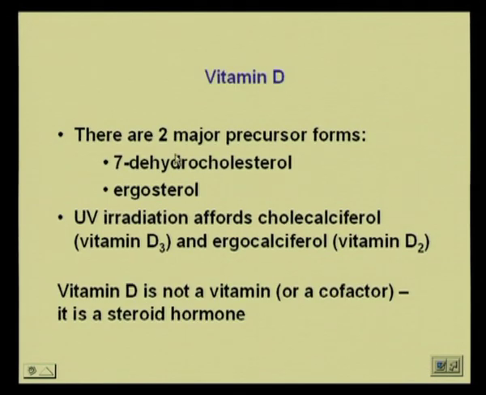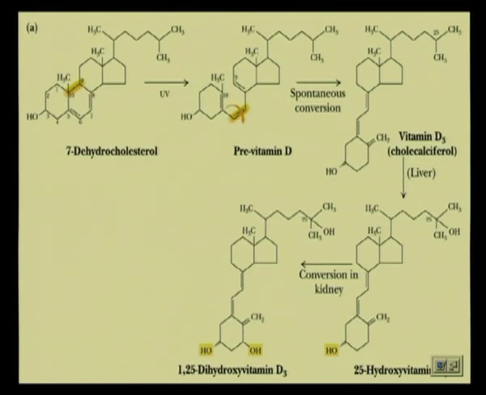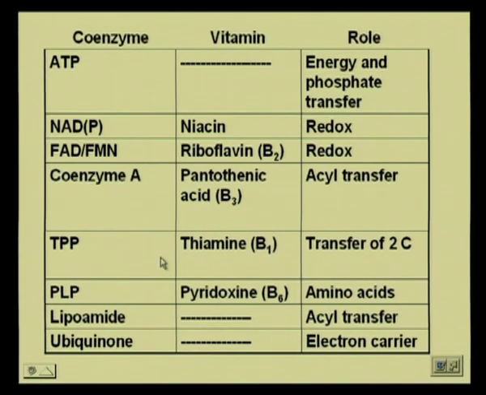Now, what you need to know from this is that vitamin D actually is not a vitamin in that sense or a cofactor. Okay? There is something called 7-dehydrocholesterol and ergosterol that are two precursor forms of vitamin D. Okay? And this is actually a steroid hormone that is required. It is formed in the liver and then it is converted in the kidney. Okay? So, this is what we have done so far. We have looked at the structures of each of these, okay?